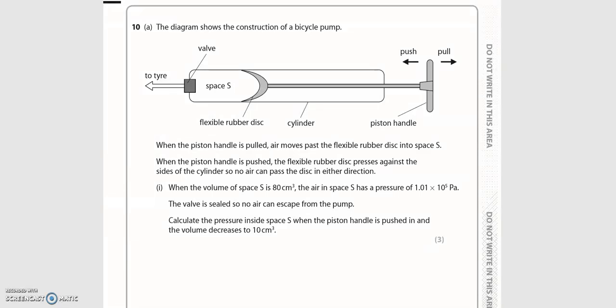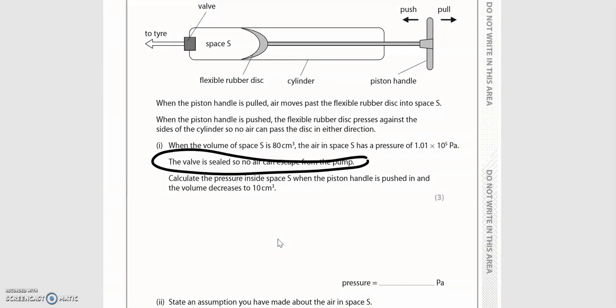This question is about pressure and volume. It gives you a lot of information, but when you read through it, basically to summarise it, you have a space here where you can change the volume, and it's asking you to calculate the change in pressure. Now, this is important. It says the valve is sealed so no air can escape from the pump. So in that case, you need an equation that links volume and pressure.